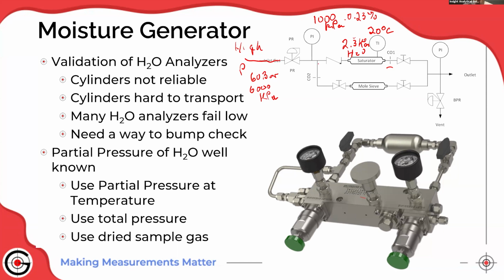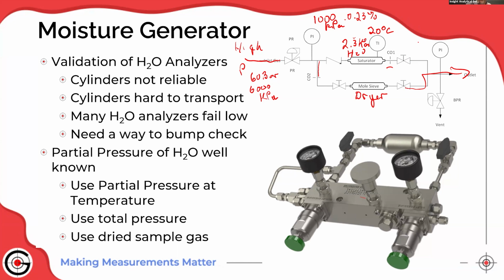At the same time, I'm taking that high pressure gas, going across another critical orifice, and it runs through a dryer. So it produces a stream of dry gas. So the upper part there produces a stream of wet gas. The lower stream produces a stream of dry gas. If I keep this valve closed, I can run dry gas to my analyzer and check zero.